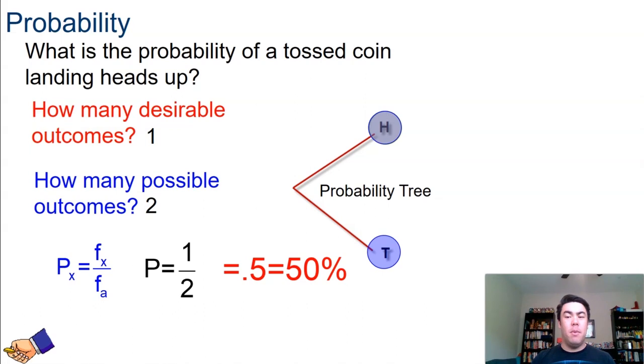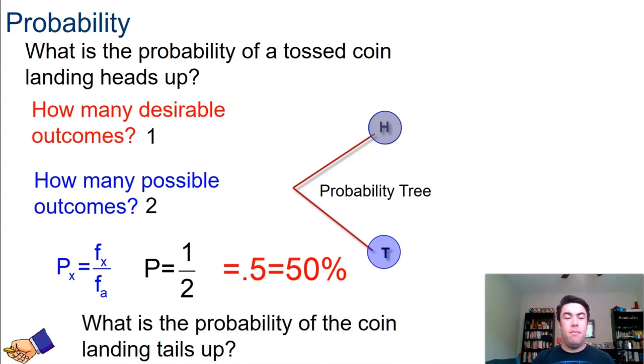We sometimes call the number of desirable outcomes successes. It's more important to define them as outcomes. For instance, we want to know the probability of catching a cold. We put that in the numerator, but a cold is hardly desirable. So what's the probability of the coin landing tails up? It would also be 50%.